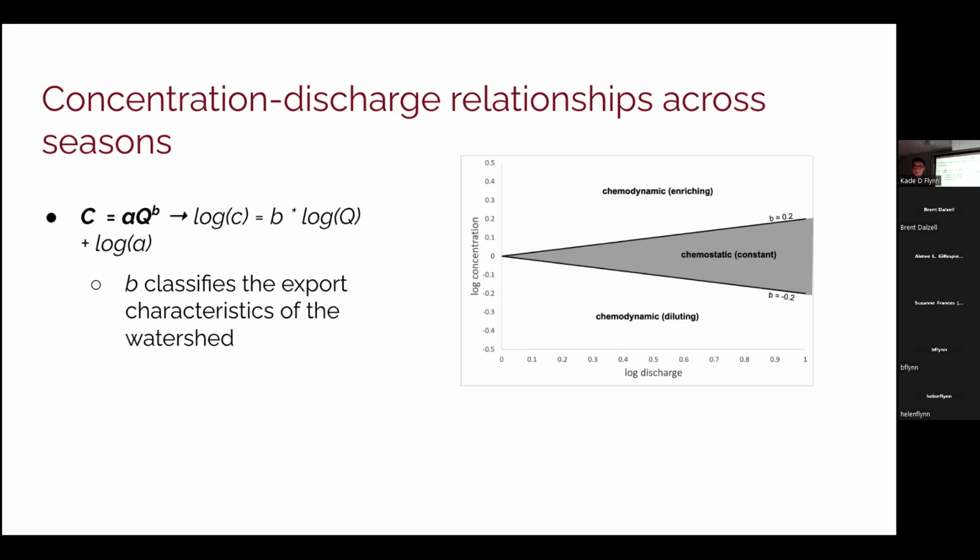One is a parameterization of the discharge and concentration plot using this power law function. So if you plot concentration and discharge in log space, you can fit a line, and that slope can be used to classify the export characteristics of the watershed. We see some theoretical examples of this in this figure on the right.